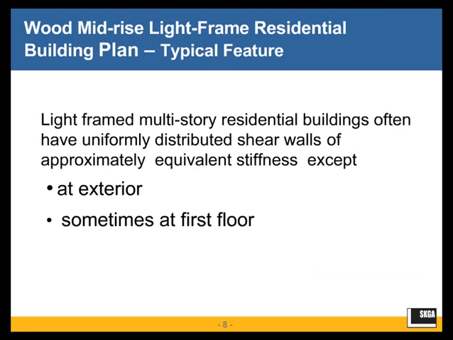An implicit assumption of the code is that wood mid-rise light frame residential buildings have uniformly distributed shear walls of approximately equivalent stiffness. However, this assumption is often violated at the exterior and sometimes at the first floor level.